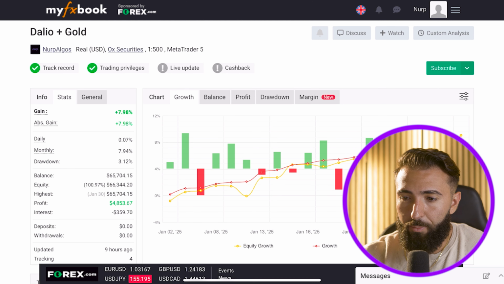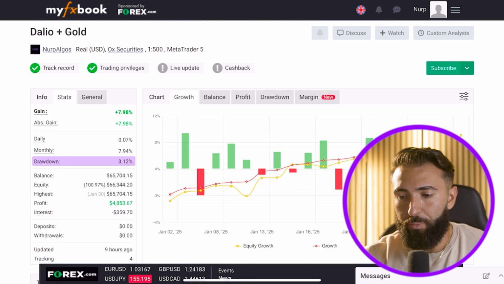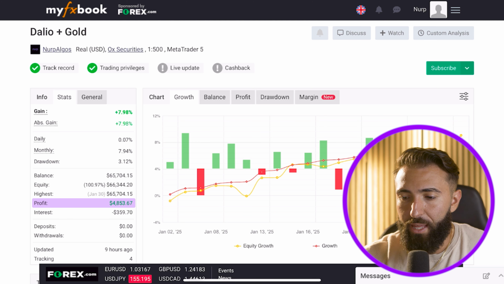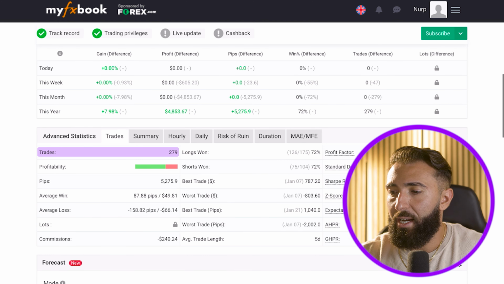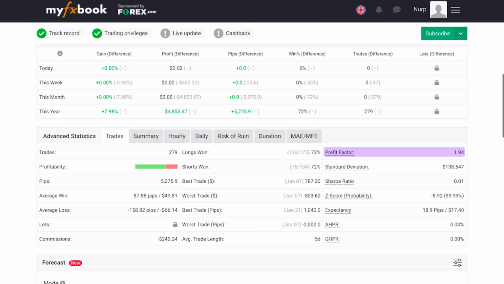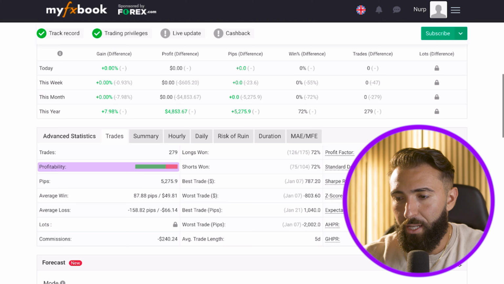Next up is the combo that I'm running. This one did 7.98% for the month of January. Its monthly max drawdown was 3.12%. It did a total profit of $4,853. The amount of trades it's taken is 279, and its profit factor is 1.94. Its profitability is 72%, so it lost 28% of its trades.